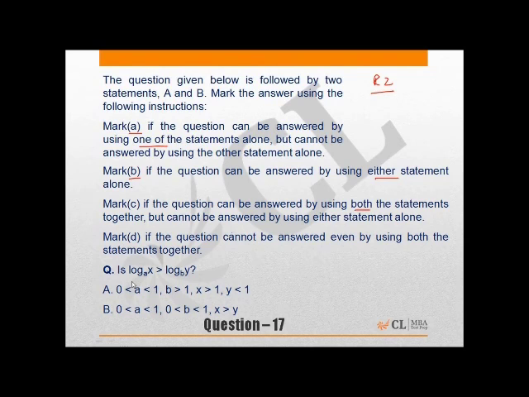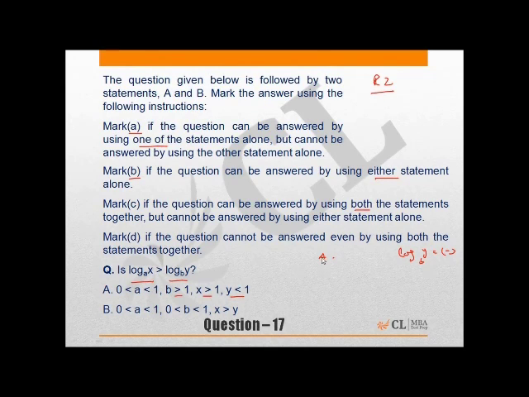Is log x base A greater than log y base B? Okay. Statement A. A lies between 0 and 1, B is greater than 1, x is greater than 1, y is less than 1. Y less than 1 means log of y base b should be negative. Okay, so as per statement A, log of y base b is negative. Okay, what about log of x base A? A lies between 0 and 1. That means even this should be negative.